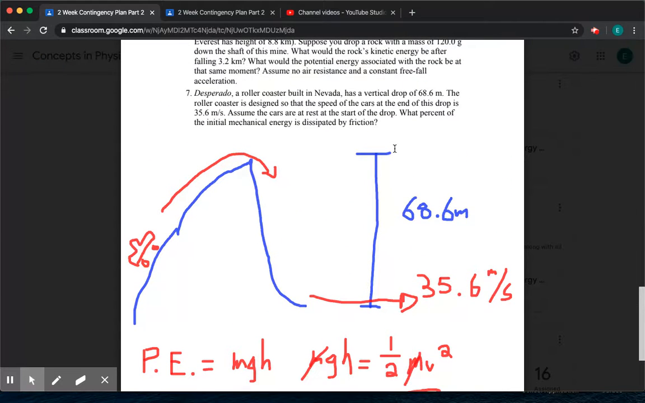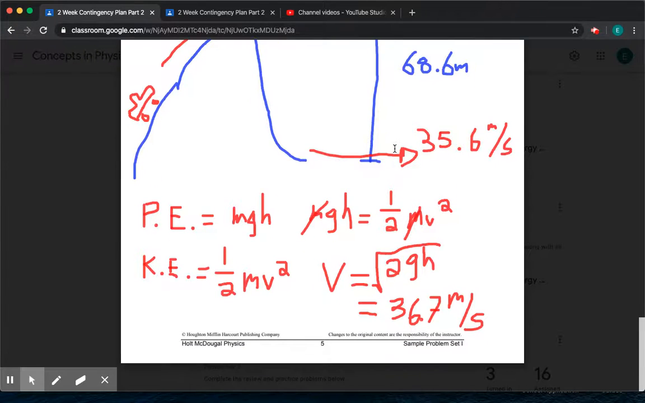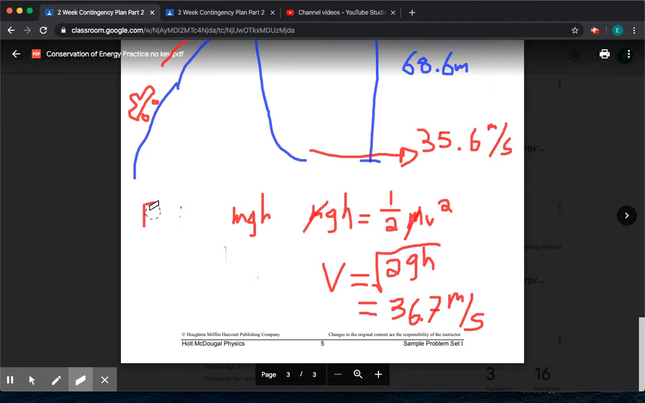Now we need to find what percentage of the initial mechanical energy is dissipated. Okay, so now I need some space here. We know what the velocity would be without friction. So the velocity without friction would be 36.7. The velocity with friction is 35.6.